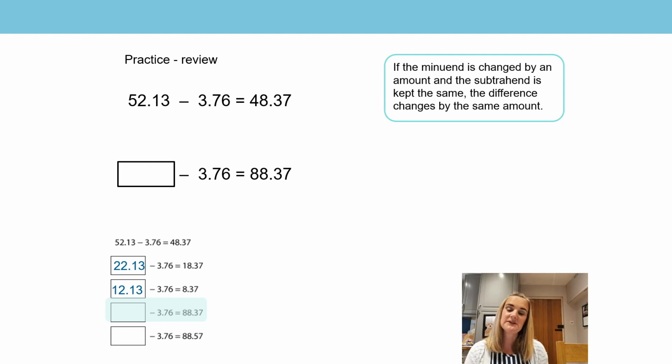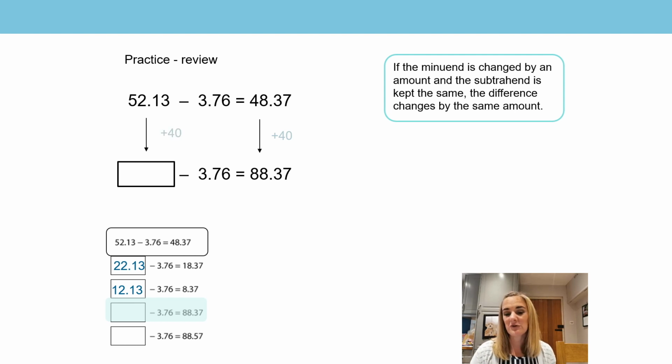So what's happened to the minuend? We don't know yet. What's happened to the subtrahend? That's right, it stayed the same. What's happened to the difference? It's changed this time, hasn't it? And it's increased by 40 or 4/10. So therefore, what needs to happen now? Yeah, our minuend needs to increase by 40 or 4/10 as well. And 4/10 more onto 52.13 would give us 92.13. Well done.